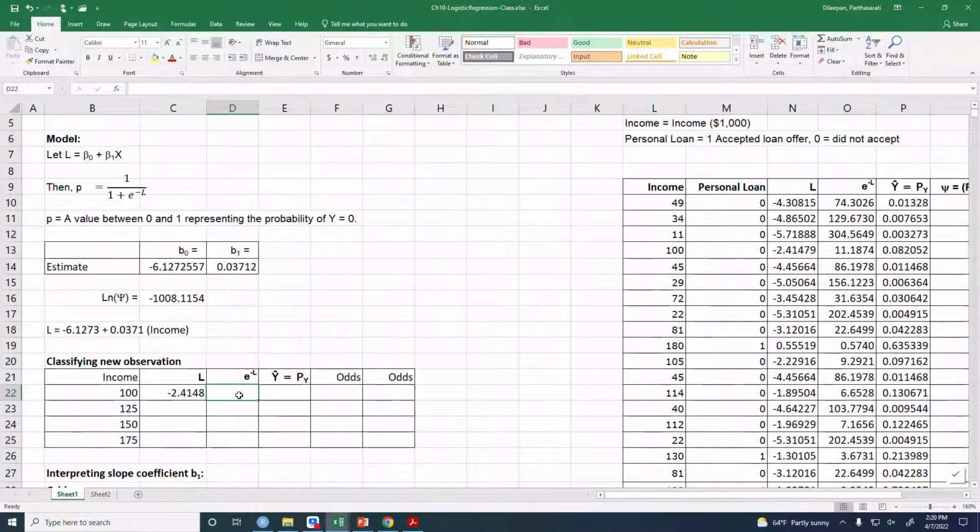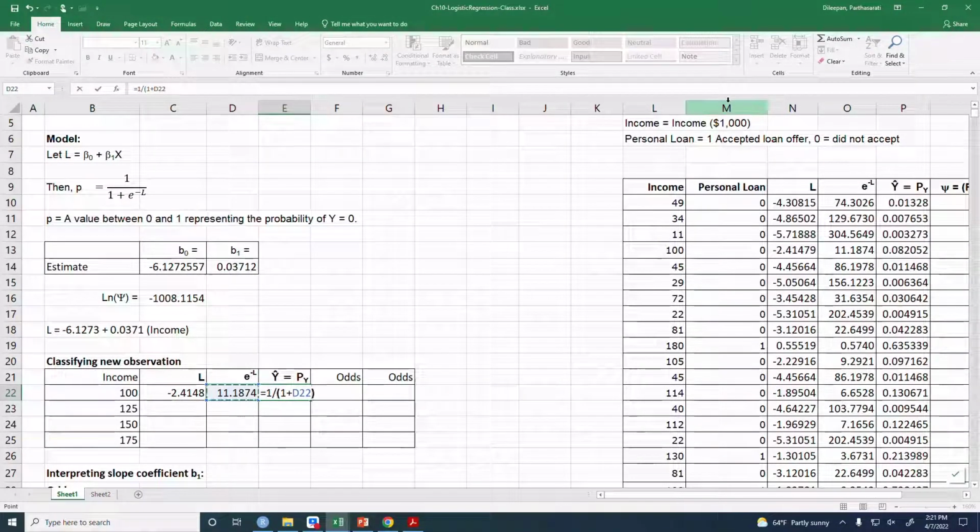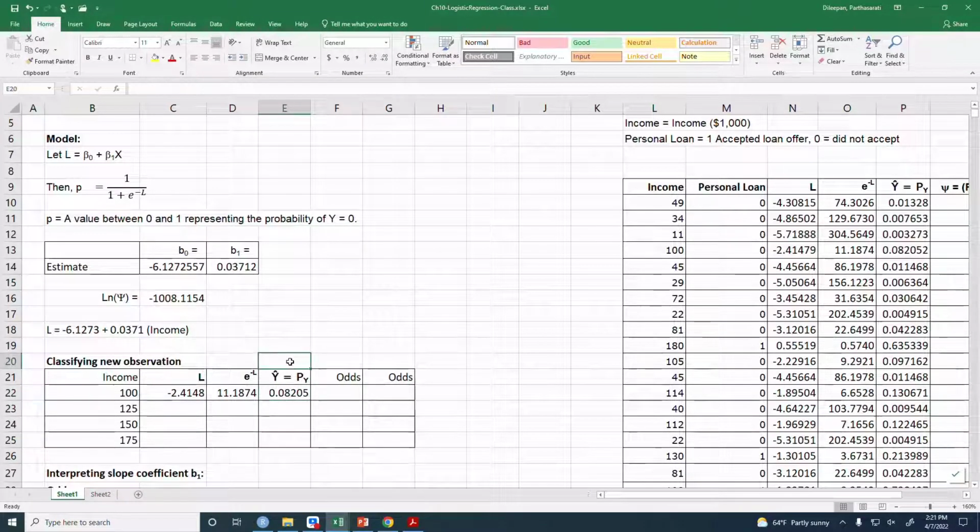Okay, and then you do E of negative L, right? And then 1 over 1 plus E to the L. Okay, so that will give you the probability that y is equal to 1. So this is the probability target is equal to 1. So that's what this is.